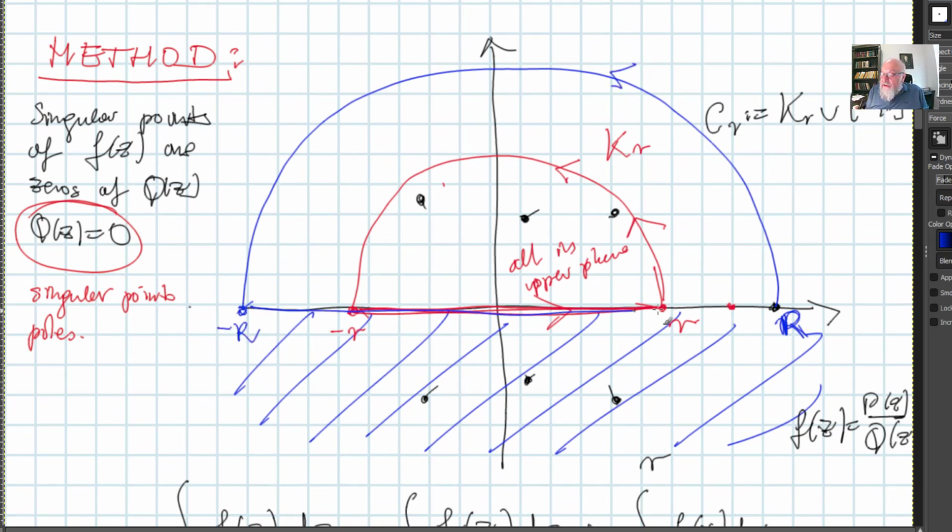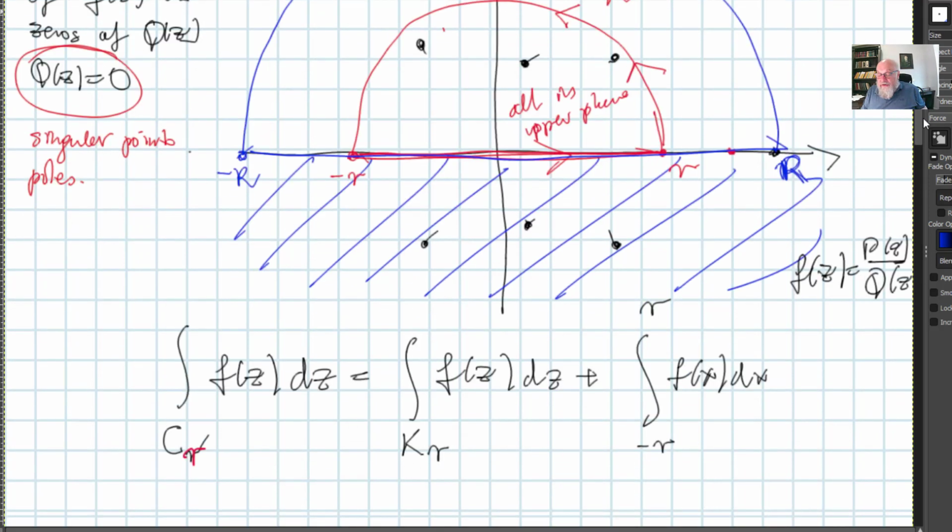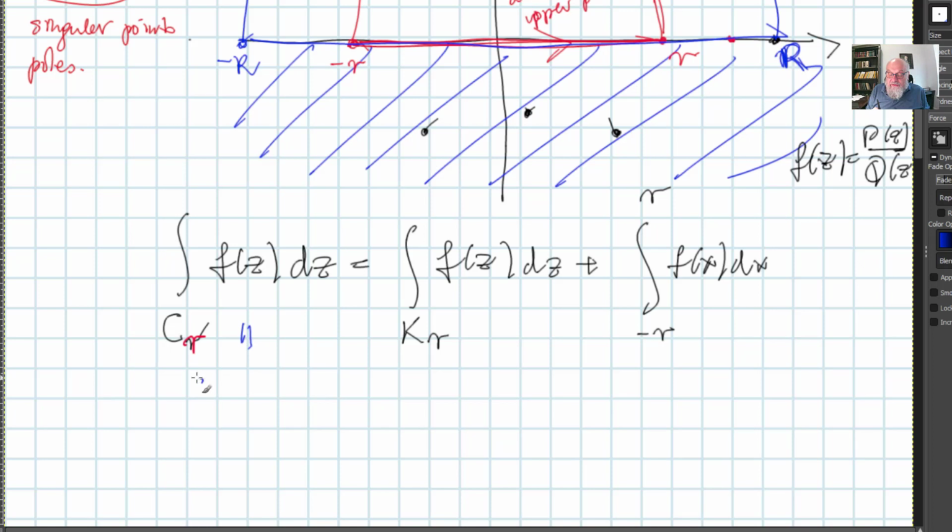Look at the region between these two contours. There are no singularities here. That means by the Goursat theorem, the integral over the larger circle CR of f of z dz will always be equal. So this integral doesn't depend, for sufficiently large radius, on the size of this semicircle. The important thing is that this semicircle contains all the singular points.